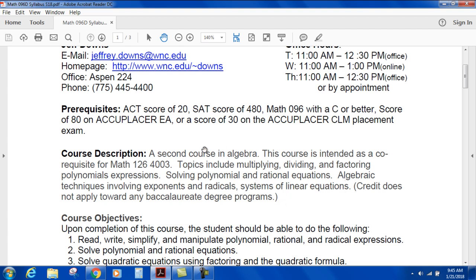So, a course description. A second course in algebra. This course is intended as a co-requisite for Math 126-4003. Topics include multiplying, dividing, factoring, polynomials, expressions, solving polynomial and rational equations, algebraic techniques involving exponents and radicals, systems of linear equations. Now, credit for this does not apply toward any baccalaureate degree.